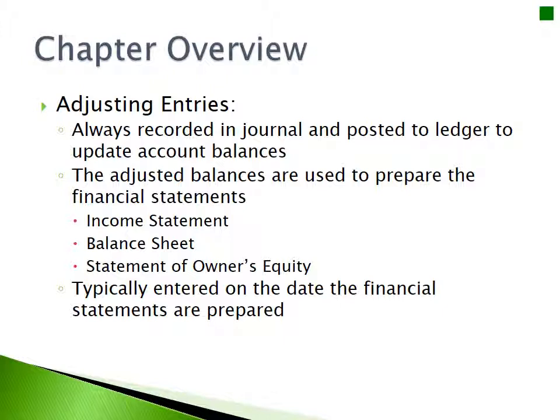Adjusting entries are always recorded in the general journal and then posted to the general ledger to update the account balances. The adjusted balances are used to prepare the financial statements: income statement, statement of owner's equity, and balance sheet. The adjusting entries are typically prepared on the date the financial statements are prepared. They can be recorded more often, and in fact, most large companies typically prepare them monthly.